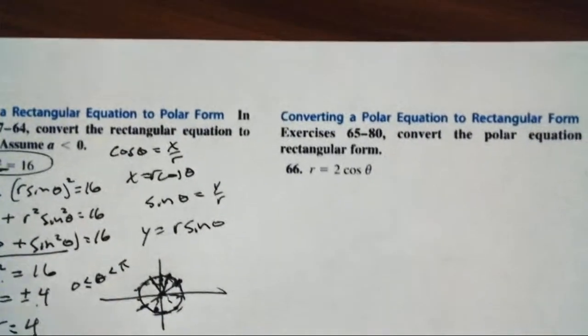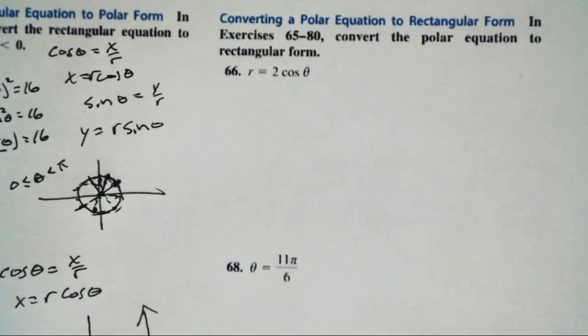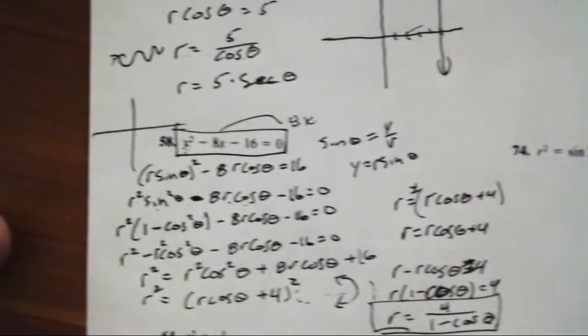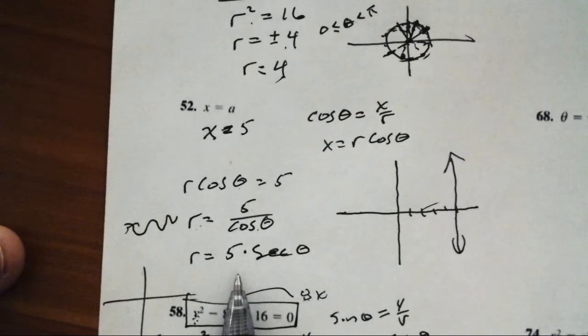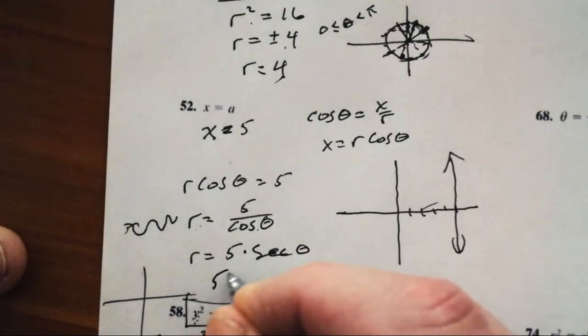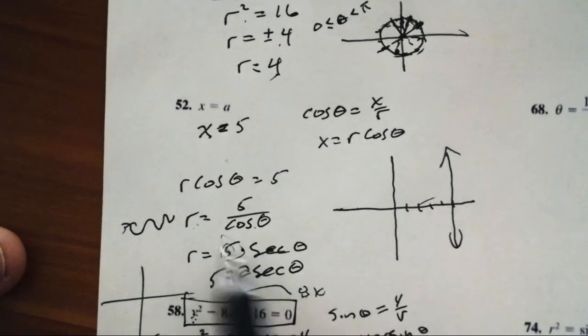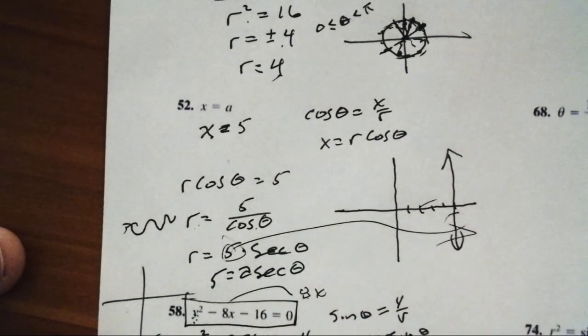Okay, and now we're going to do things backwards. Oh, by the way, this final answer over here on number 52, I should probably go back in and say that's r equals a secant of theta. I wanted to do the 5 just so we could take a look at the graph.